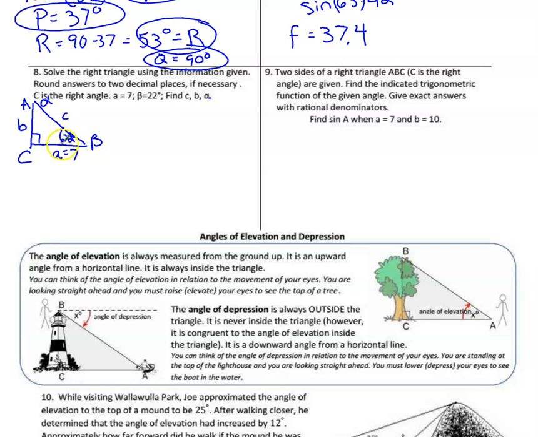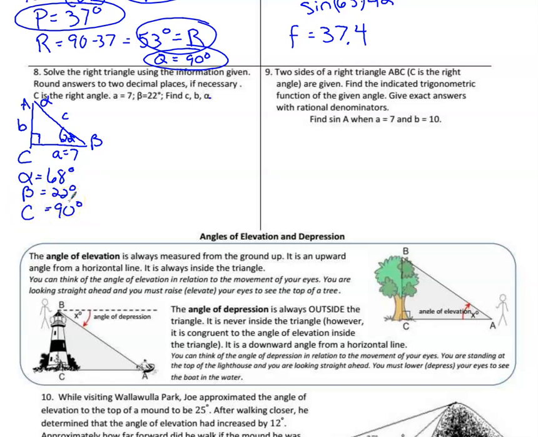If this is 22 and this is 90, then I can get alpha. I can subtract from 90. So angle alpha, or angle A, is going to be 90 minus 22, which is 68 degrees. So now we have all three angles. Alpha is 68, beta is 22 degrees, and C is 90 degrees.